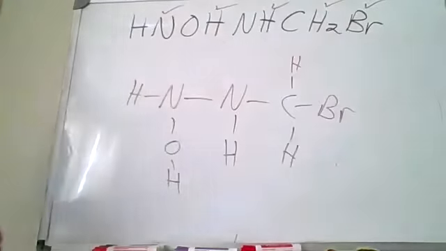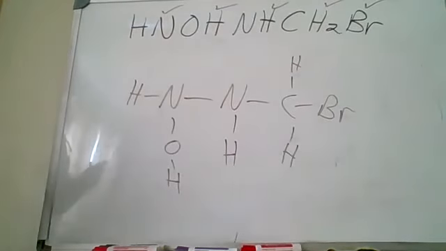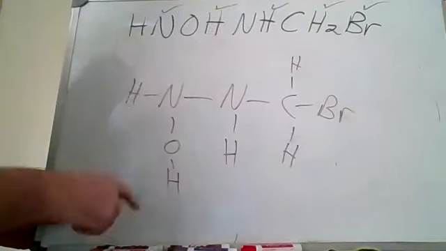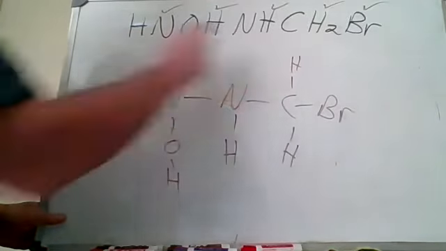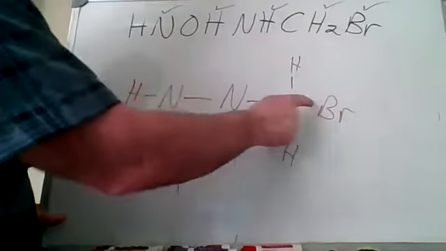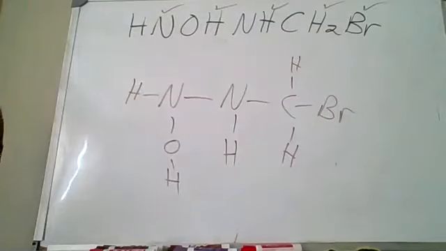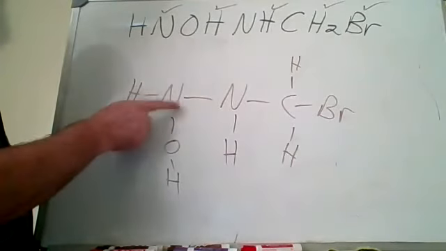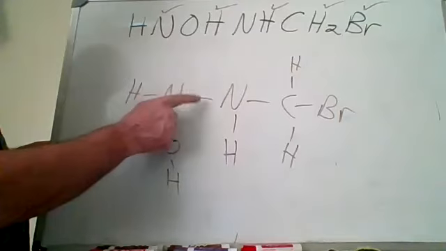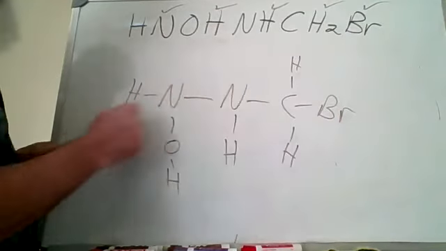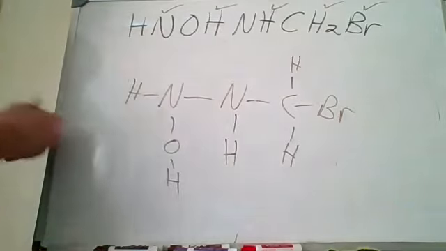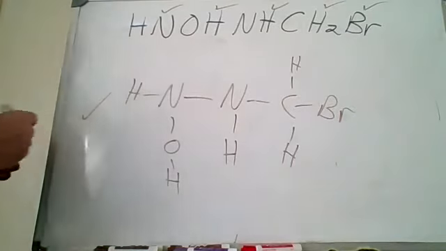And we're done. But as always, we're going to go back and check, make sure every atom has the proper number of bonds. Each hydrogen should have one, which they do. The halogen, bromine, should have one, which it does. The oxygen should have two. The nitrogen should have three. 1, 2, 3, 1, 2, 3. Right? And the carbon should have 4. 1, 2, 3, 4. So this is correct.